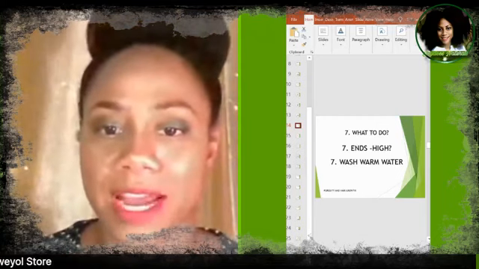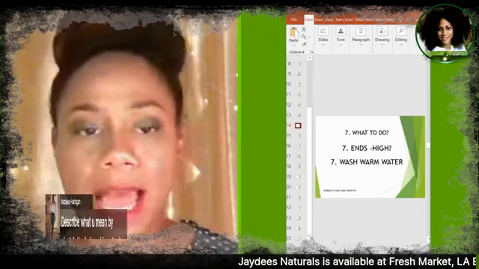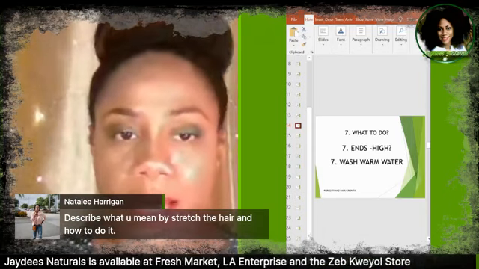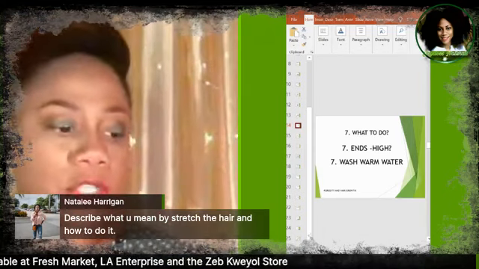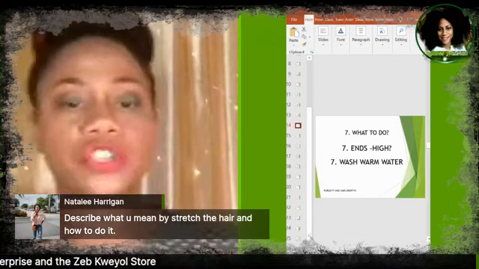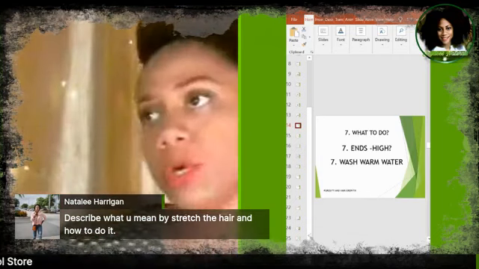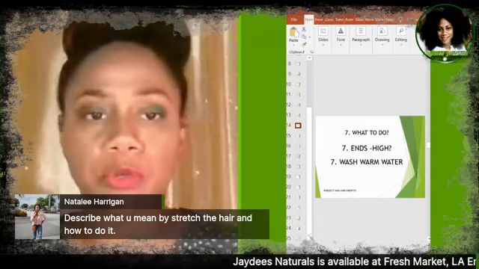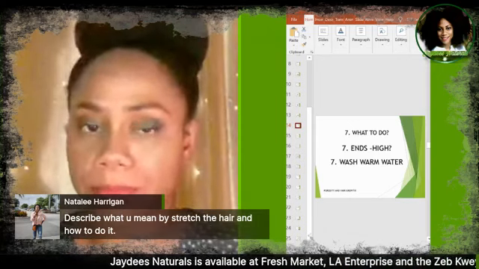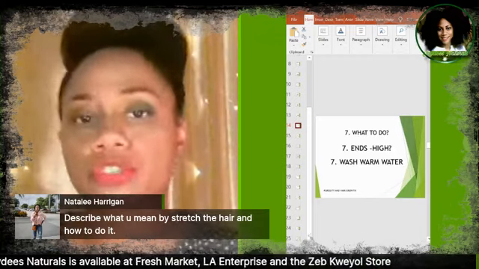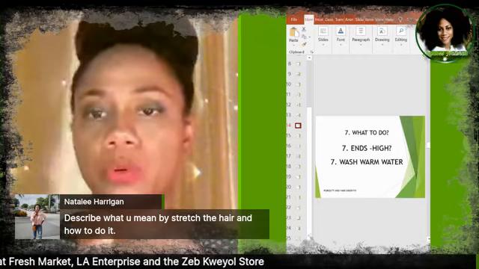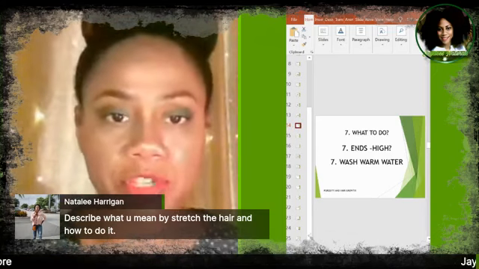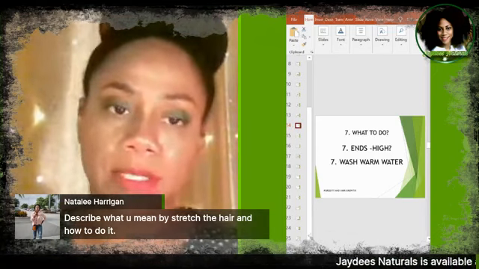You'll be so surprised. Okay, so Natalie asks, describe what you mean by stretching the hair and how to do it. So stretching the hair means if you were to just wash your hair and it would be saturated with water, you'd see it spring up. When you stretch your hair for low porosity, since we're talking about low porosity now, and I will describe stretching hair for high porosity later on.